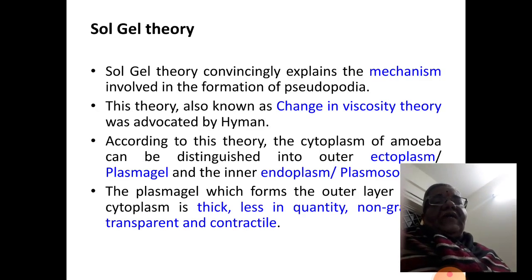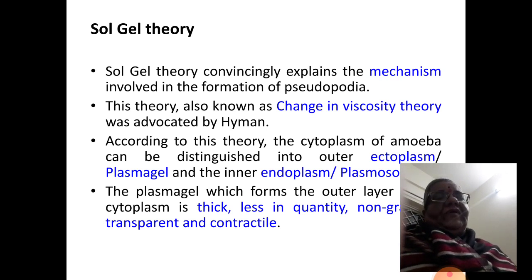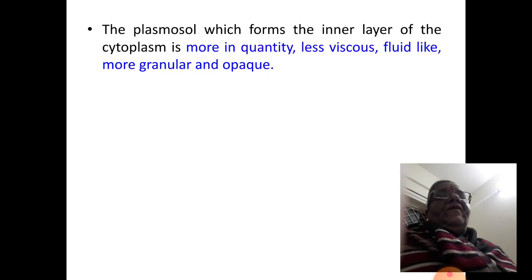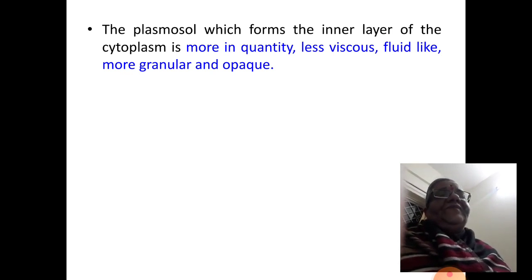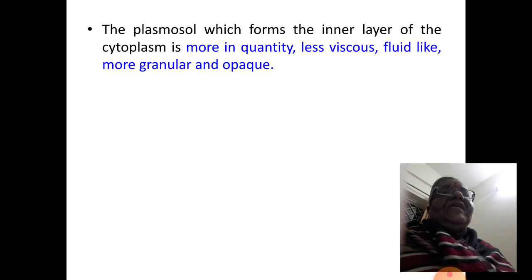Please note, let me come back to my previous slide. The plasma gel, which forms the outer layer of cytoplasm, is thick, that is more viscous, less in quantity, non-granular, transparent and contractile. Whereas the plasma sol is quite the opposite. This forms the inner central zone of the cytoplasm. It is more in quantity, less viscous, fluid-like, more granular and opaque. Please remember this.